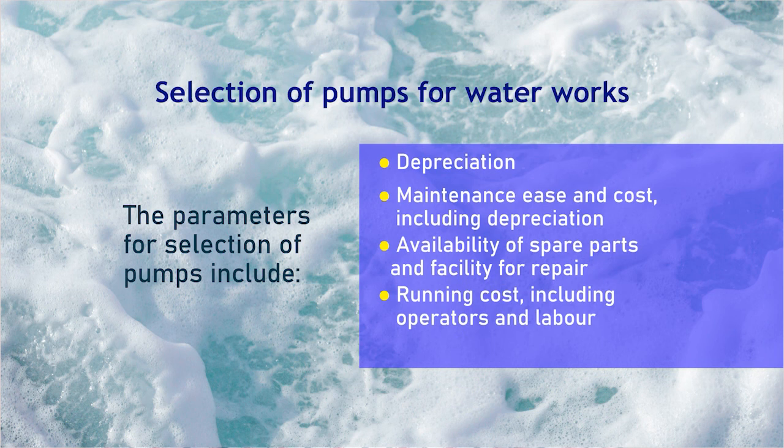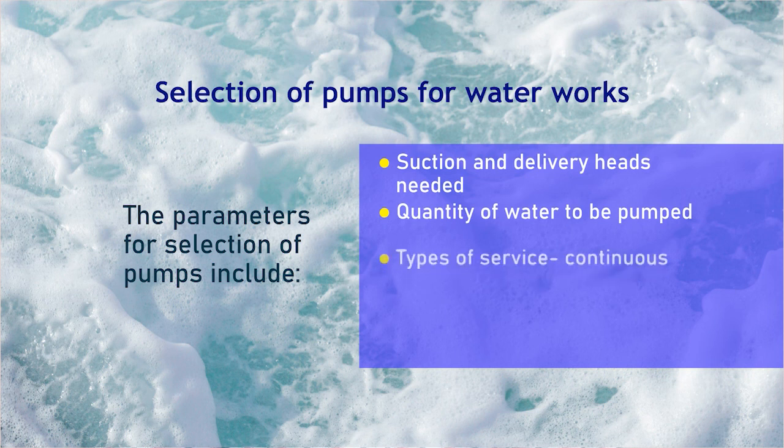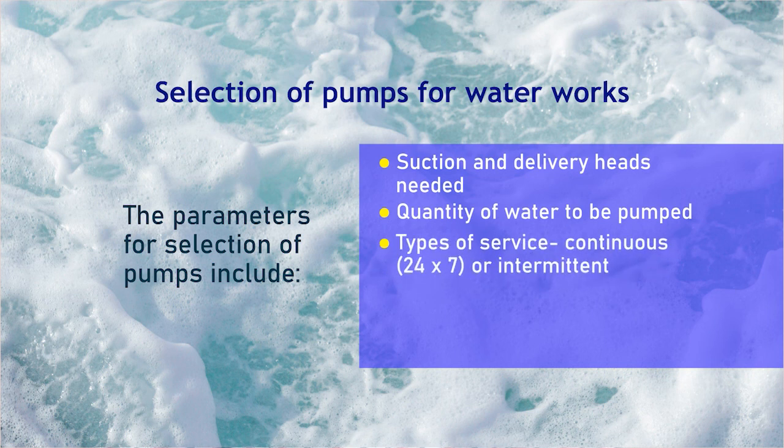What is the running cost of the pump, including the operator cost as well as the labor cost? What are the capacities of the pumps? What is the suction head and the delivery head that are needed? How much quantity of water needs to be pumped? Is it a continuous supply or an intermittent supply? In a continuous supply, the water is available 24/7. In case of intermittent supply, the water is available only for a certain number of hours in a given day.